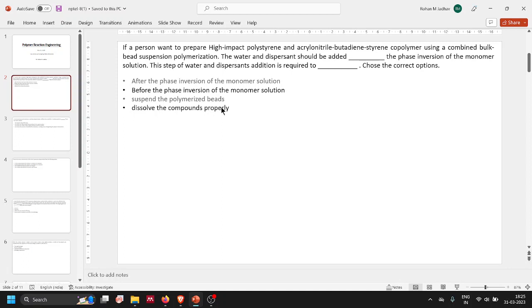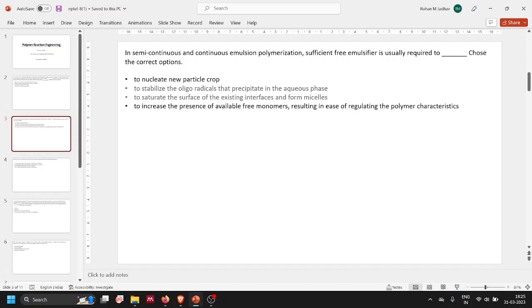Moving on to the next question. In semi-continuous and continuous emulsion polymerization processes, sufficient free emulsifier is usually required to. We have four options here: to nucleate new particle crop, to stabilize the oligoradicals that precipitate in the aqueous phase, to saturate the surface of the existing interfaces and form micelles, or to increase the presence of available free monomers, resulting in regulation of the polymer characteristics.